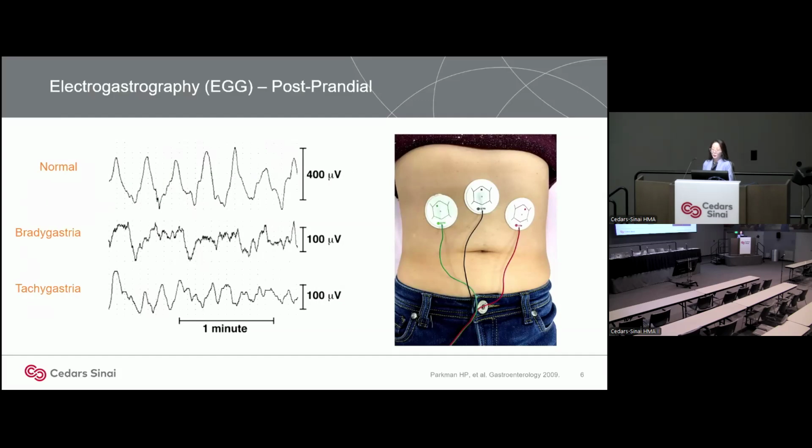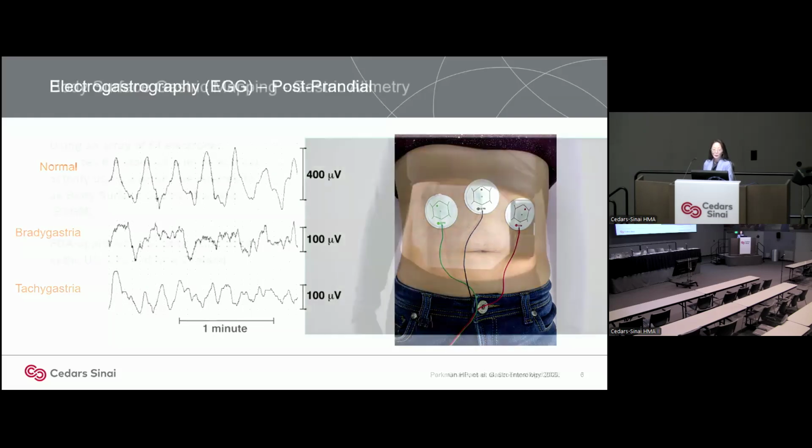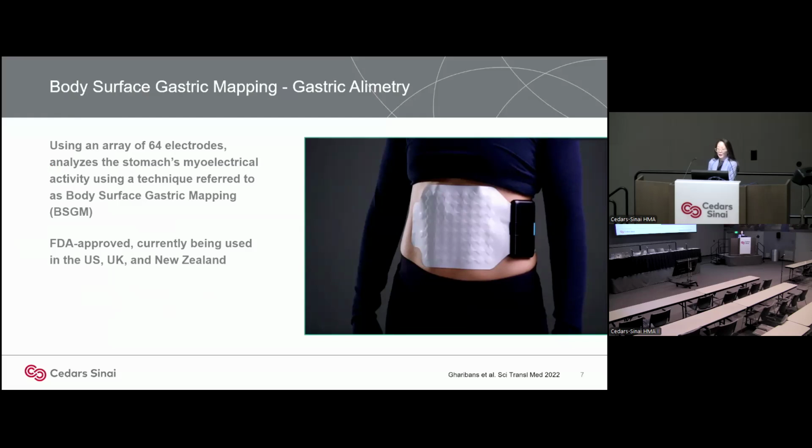There are 3 sensors that are placed across the abdomen, and this is specifically in the postprandial state. So again, normal postprandial EGG will show those 3 cycles per minute contractions at increased regularity and increased amplitude compared to the fasted state. Bradygastria refers to gastric contractions that occur at a lower frequency, and tachygastria would be at a higher frequency.